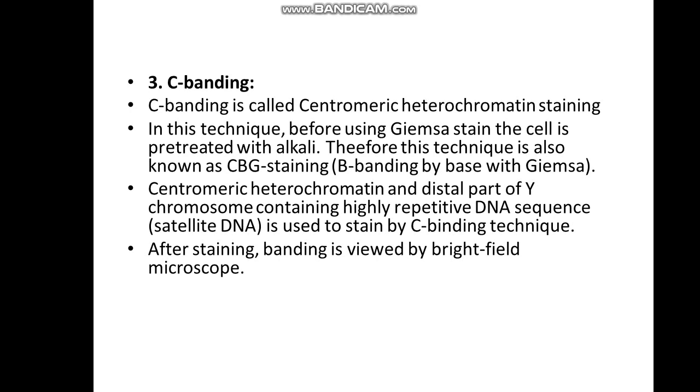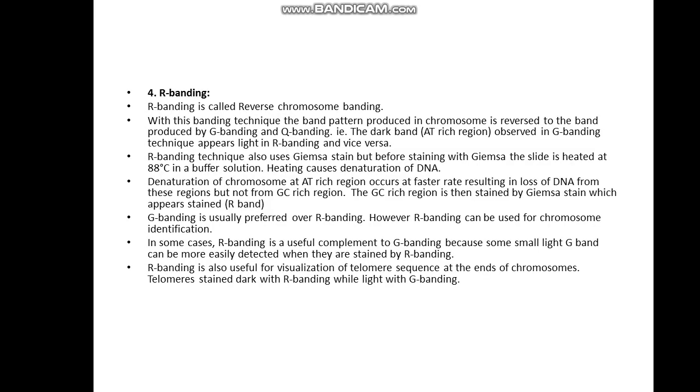Third type of banding is C banding. It is called centromeric heterochromatin staining. In this technique, before using Giemsa stain, the cell is pre-treated with alkali. Therefore, this technique is usually known as CBG staining, C banding by barium hydroxide with Giemsa. Centromeric heterochromatin and the distal part of the Y chromosome containing highly repetitive DNA sequences, that is satellite DNA, are stained by the C banding technique. So in order to distinguish the satellite DNA portion, we go for the C banding technique. The C indicates the centromeric region. After staining, banding is viewed by bright field microscope.